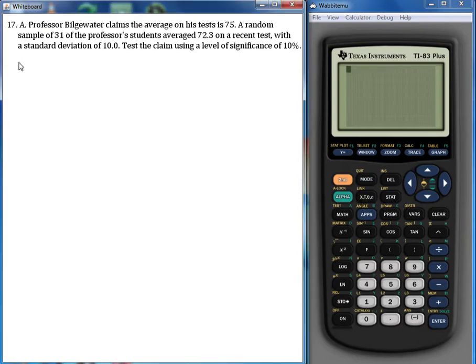Okay, so what we need to do is first come up with what the null and the alternative hypotheses are, and that's going to be based on the claim. The claim here is up in the first sentence, that the professor claims the average on his test is 75. So mu is equal to 75. And since it has that equals in it, that means we're going to put this in the null hypothesis, and I'll go ahead and mark that that was my claim. Which means the alternative hypothesis is going to be mu is not equal to 75.